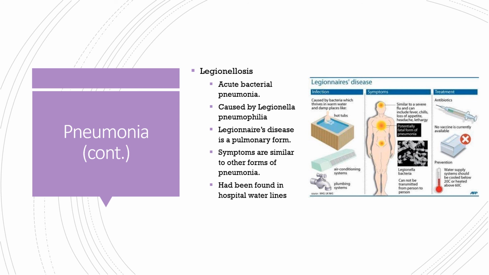Interestingly, no person-to-person transmission has ever been documented, and it is seen most frequently in elderly men who are currently tobacco smokers or have been tobacco smokers or are heavy drinkers. In severe cases of legionellosis, they have found scarring in the lungs after the primary infection has been taken care of.